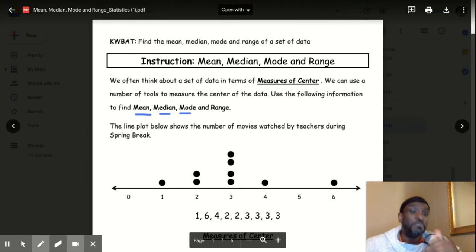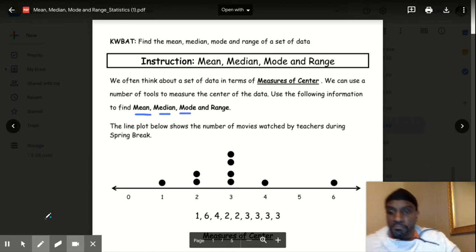The range is not a measure of the center of data. The range is actually a measure of the variation. How much does something vary? How much does something differ? So to measure the center, you will be using the mean, the median, and the mode. But to measure the variation, you will be using the range. There are other things you can do to measure the variation as well.